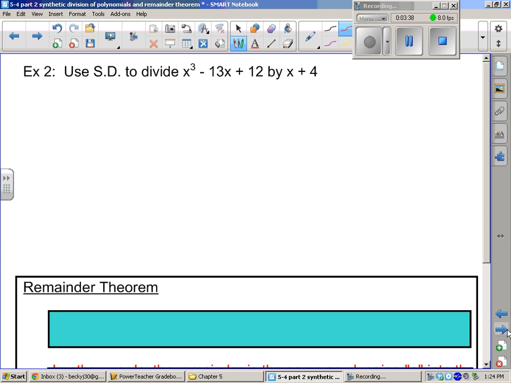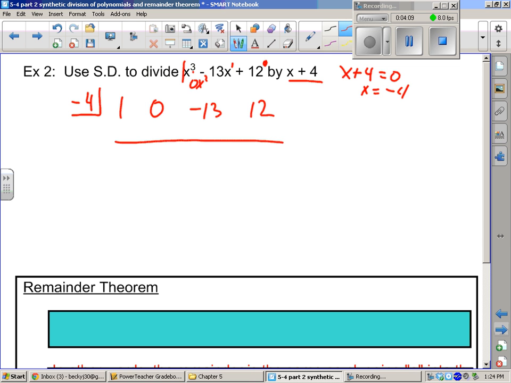All right, first thing I'm going to do is figure out my 0. Set this equal to 0, and so x is -4. Put that in the press box. Next, I'm going to check my powers. I have a 3. I don't have a 2. I have a 1, and I have a 0 power here. So I'm going to have to put a 0 in for the x squared. So I have a 1 right here, then a 0, then a -13, and then a 12.